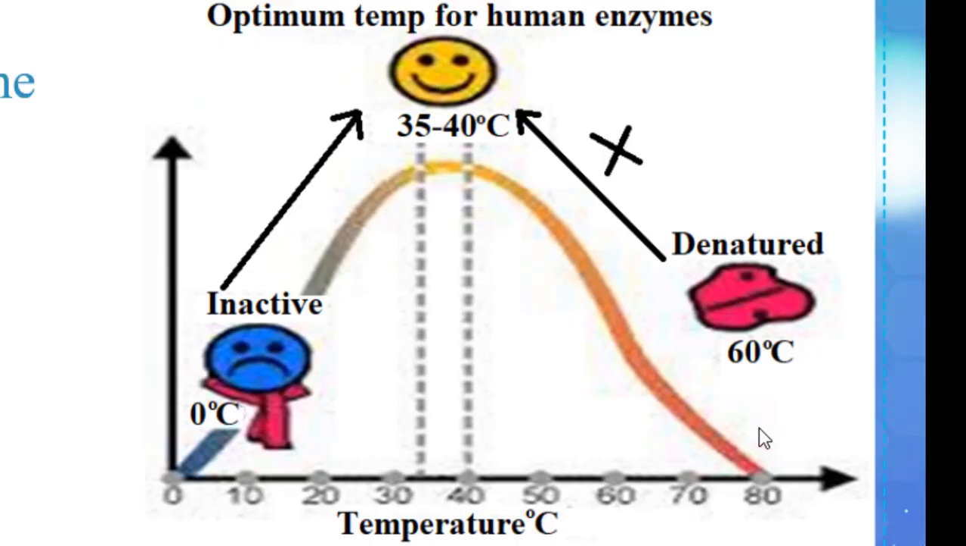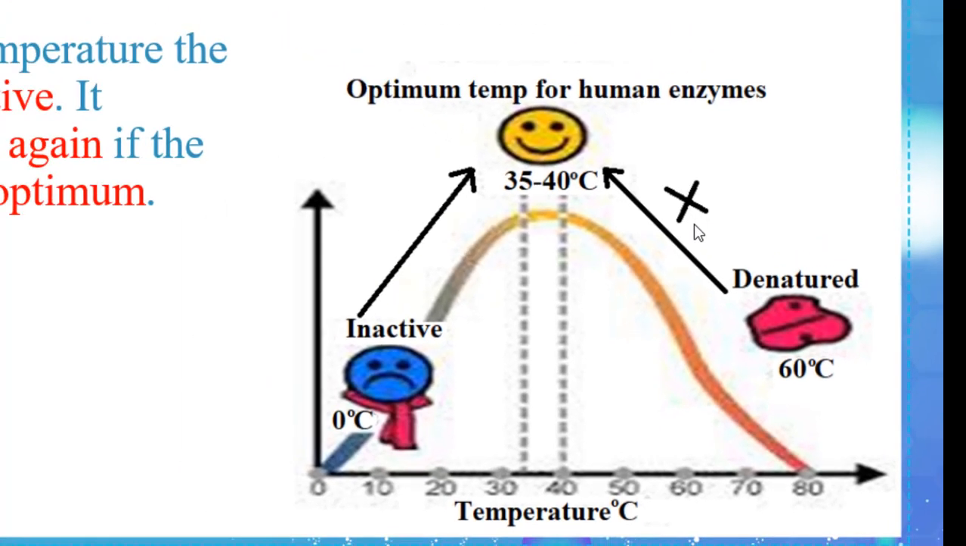At very low temperature, the enzyme is inactive. It becomes active again if the temperature is optimum, while at very high temperature, the enzyme is denatured. It is destroyed. Even if the temperature is optimum, it will no more function.